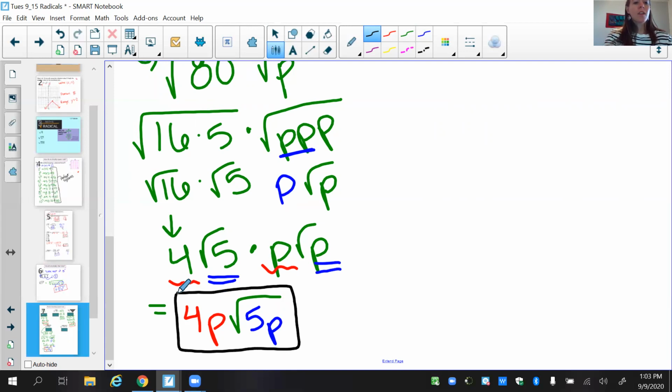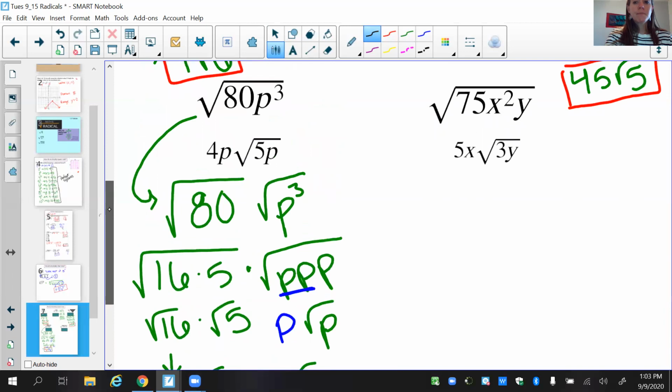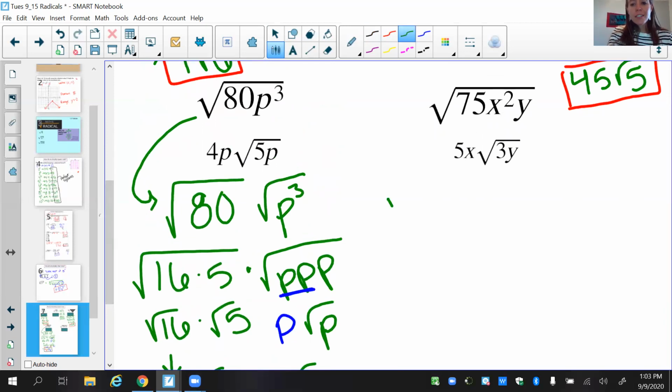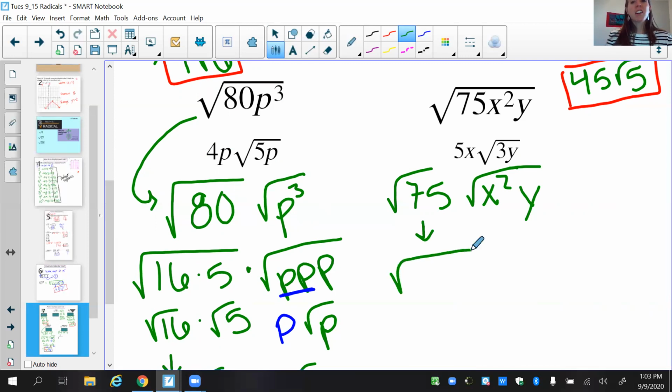Okay. All right, one more. Let's focus on the number. I'm going to split all of these up. So we have 75 times the square root of x squared y. I'm going to keep all the variables together. When I look at 75, I think of quarters, right? 3/4. So I could do 25 times 3.